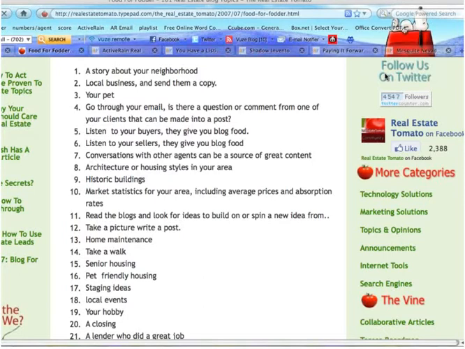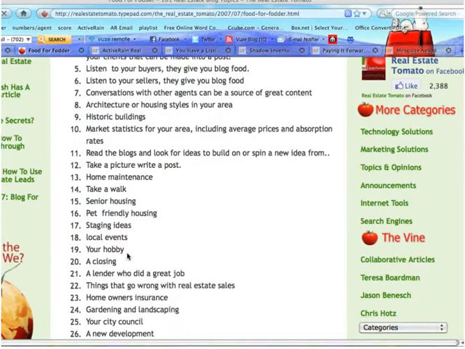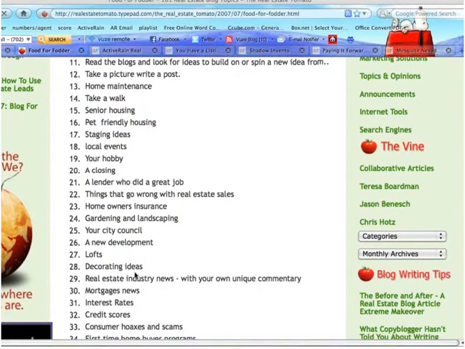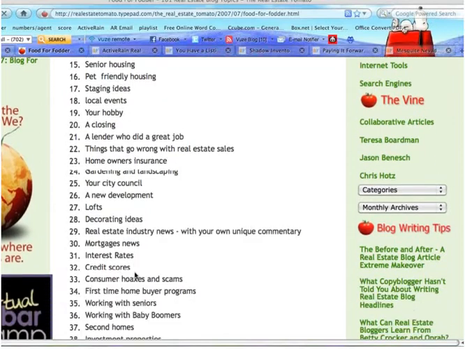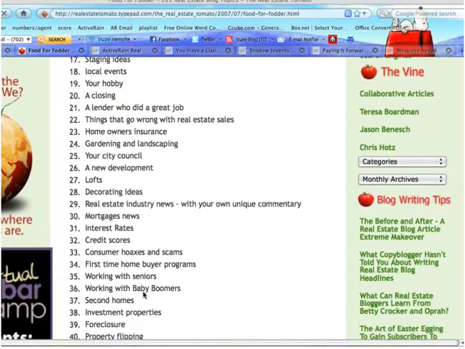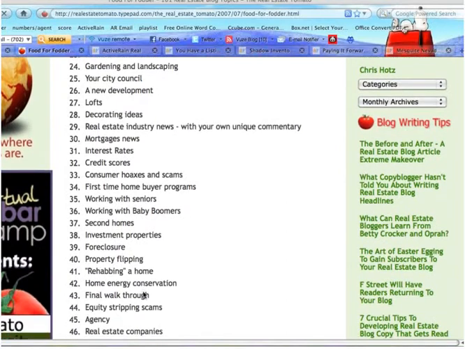So just take a look at this list and you'll see some of these. Your hobby right here, right? What about writing about maybe, you know, you love decorating. You want to write about some decorating ideas, right? Maybe you love working with seniors and you want to write about working with seniors or baby boomers, right? So the whole idea here is if you have a niche or you have a specialty, a hobby, a passion and interest, write about it and share that with your readers so they can make that personal connection to you.